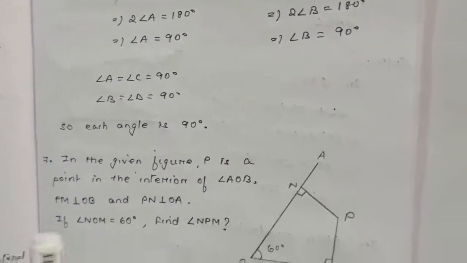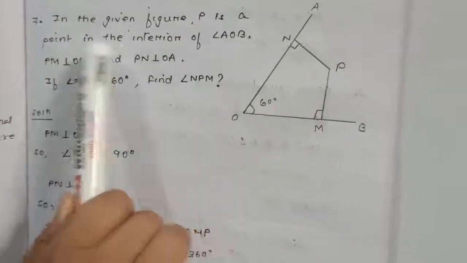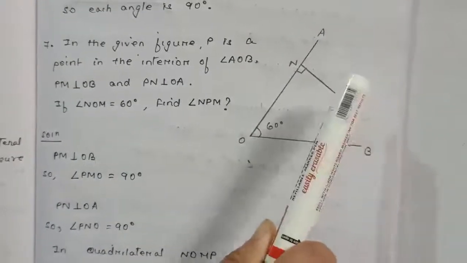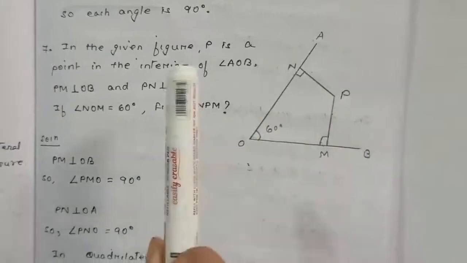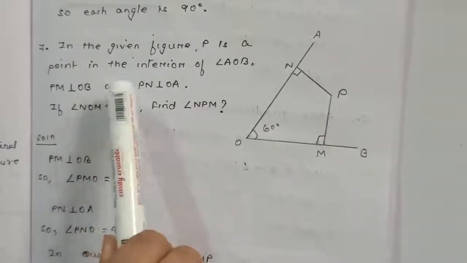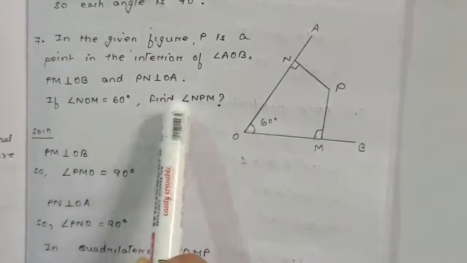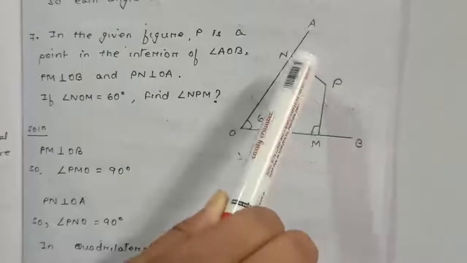Okay. Question number 7. In the given figure, P is a point in the interior of angle AOB. P is a point in the interior, which means this is an angle AOB where P is the point. PM is perpendicular to OB and PN is perpendicular to OA. If angle NOM equals 60 degrees, find angle NPM. Angle NOM is given as 60 degrees. They told you to find NPM.